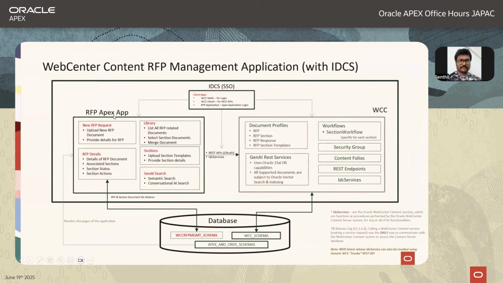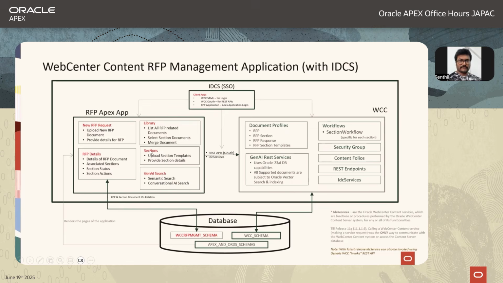So we have the RFP Apex application, which has all the different screens which we have gone through in the demo. And we have the WCC, and there are a few components in WCC which we are integrating in the Apex app, like the profiles we see in the RFP, and we have the workflow and the security group and the folios, and we have the REST endpoints and the IDC services. And the recent addition is the GenAI REST services that are used by the GenAI search, which is both semantic search and conversational AI search. So all these invocations of the REST services are integrated into the IDCS.